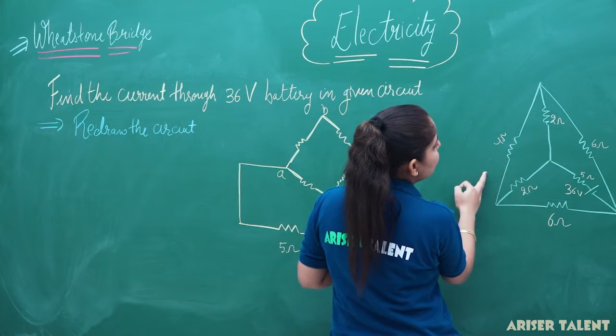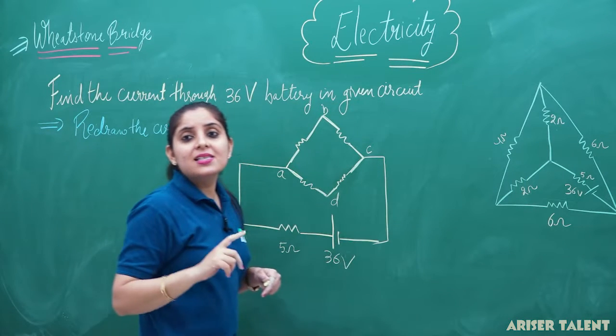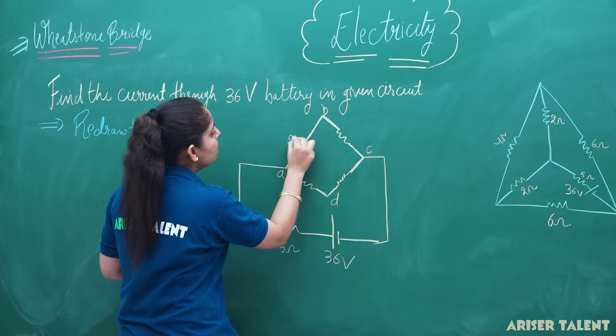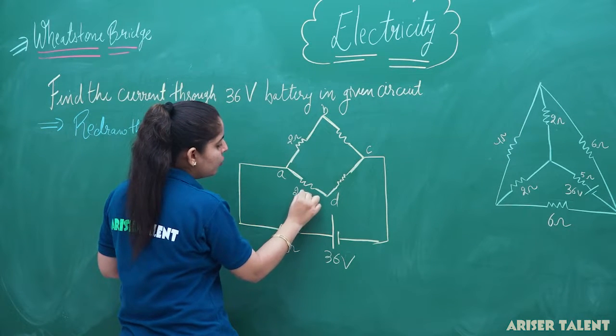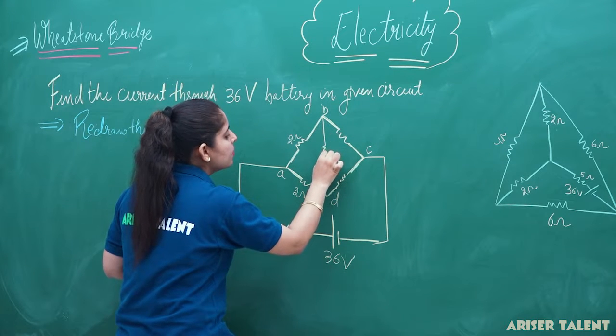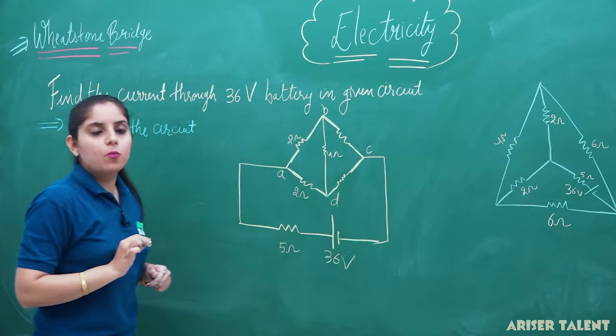So this 4 ohm resistance is lying between 2 ohm and 2 ohm here. This is lying between 2 ohm and 2 ohm. So this is our 2 ohm, this is again our 2 ohm, and this is present between the system like this. This is our 4 ohm.